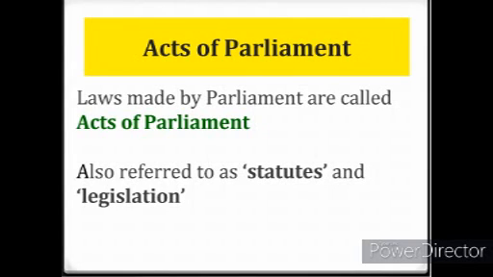So first of all, to put this in context, as you already know, laws made by Parliament are primary laws, and they are sometimes called Acts of Parliament. Remember the spelling of Parliament, I-A-MENT. They're also called statutes. Remember, it's statutes. And they're also referred to as legislation.